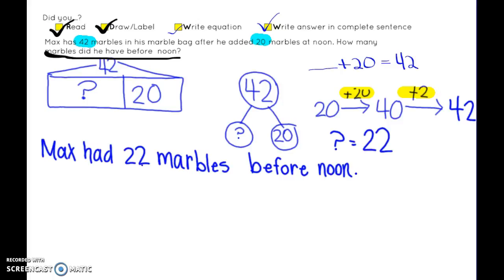So your sentence should have read, Max had 22 marbles before noon. If your sentence is incorrect, please go back and write it correctly. Please pay close attention to make sure your sentence begins with a capital and ends with a punctuation mark.